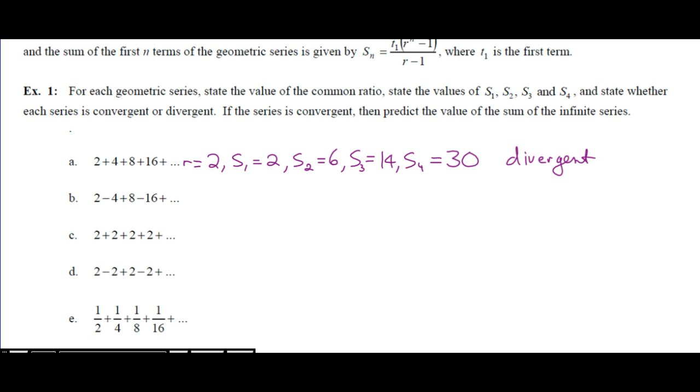Okay, 2 minus 4 plus 8. What's R? Negative 2. What's S sub 1? 2. What's S sub 2? Negative 2. What's S sub 3? 6. What's S sub 4? Convergent or divergent?